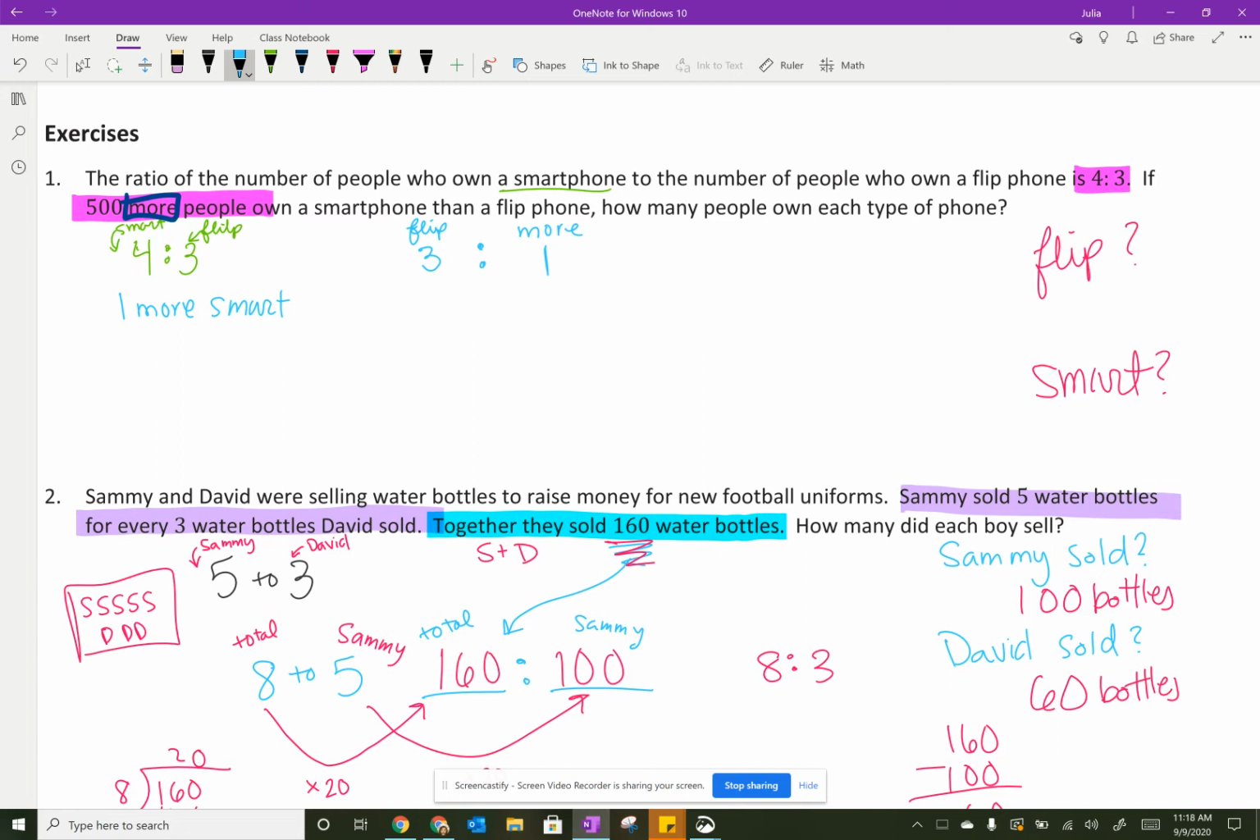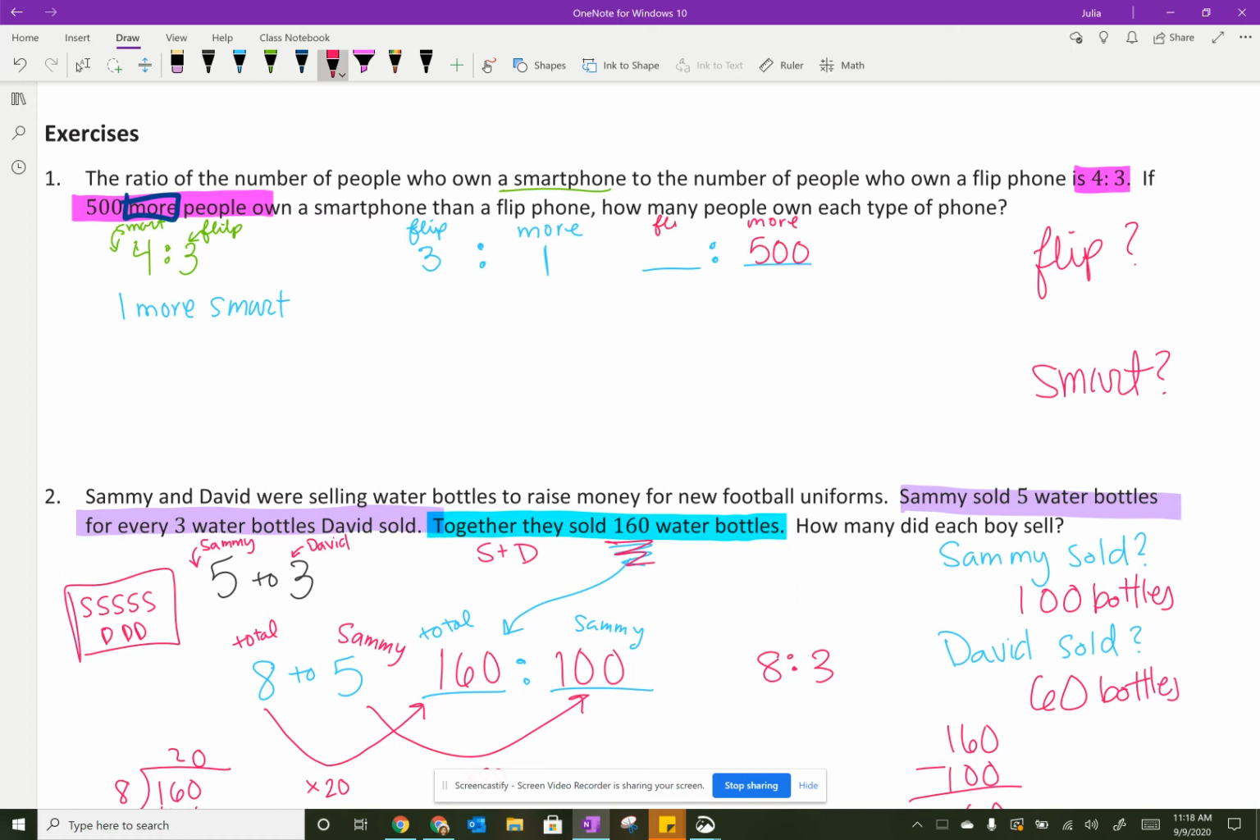So I got my 500 more people own smartphones. So that means in my new equivalent ratio that I'm going to be creating now, I'm stepping out of my environment of having 4 smartphones, 3 flip phones, and I'm going into a new kind of realm where now I'm going to have 500 more people. So this more over here is going to be 500.